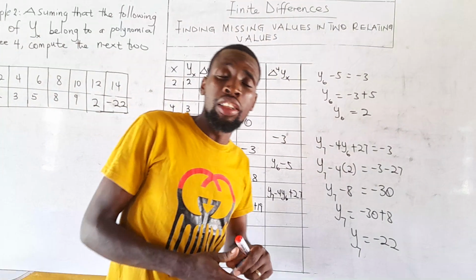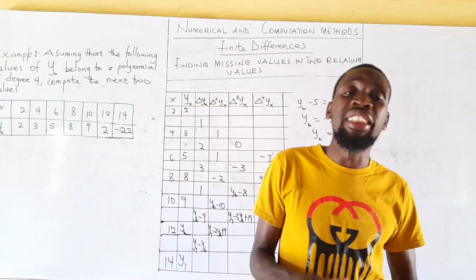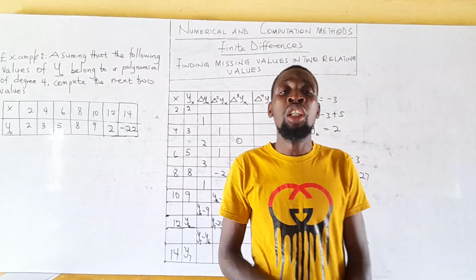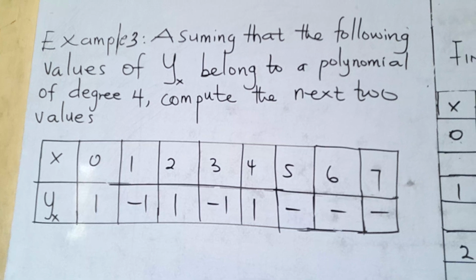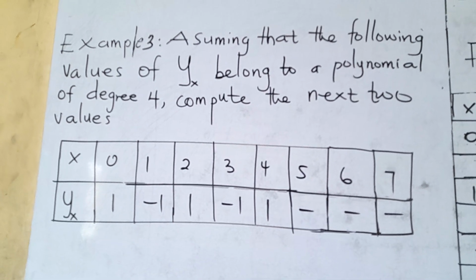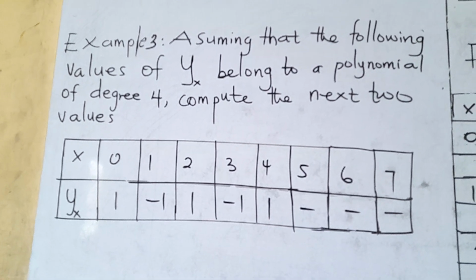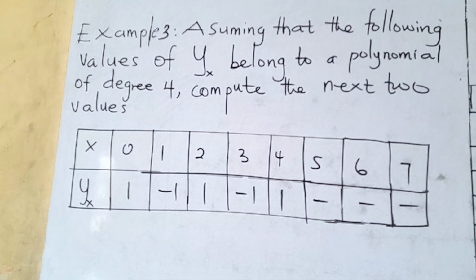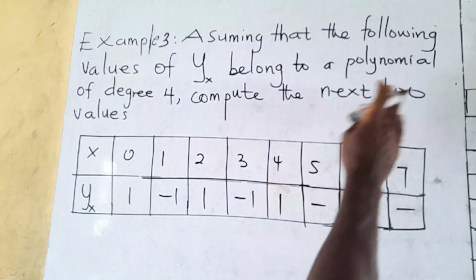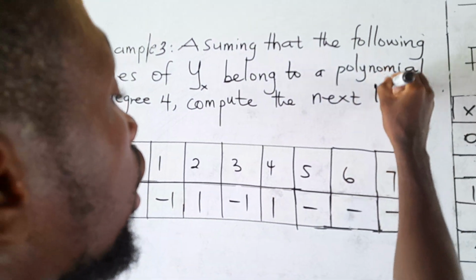We solve one last example on finding the missing values in a difference table. So we'll solve one more example on this. They say, assuming that the following values of y subscript x belong to a polynomial of degree 4, compute the next 3 values.